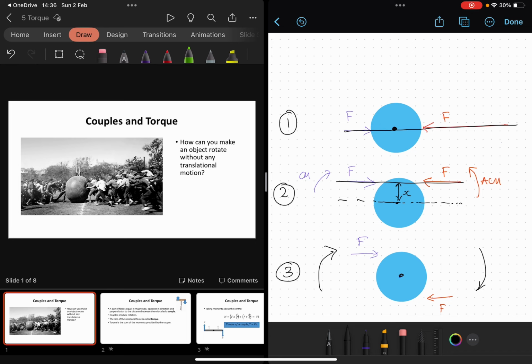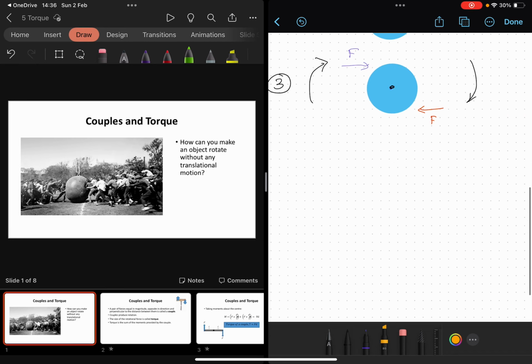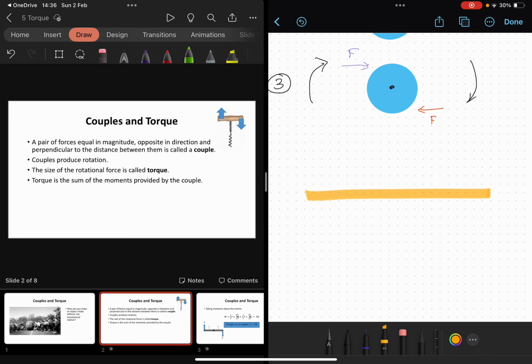So how do we get an object to move purely rotationally? Here's an object, a bit like the corkscrew on that PowerPoint slide that has just changed on the left. The first bullet point says that there are three conditions that we need to have in place for rotational motion, and that is, we have to apply what's called a couple. What does a couple mean? It means a pair of forces equal in magnitude, opposite in direction, perpendicular to the distance between them. If we can satisfy all three of those conditions, we have what is known as a couple.